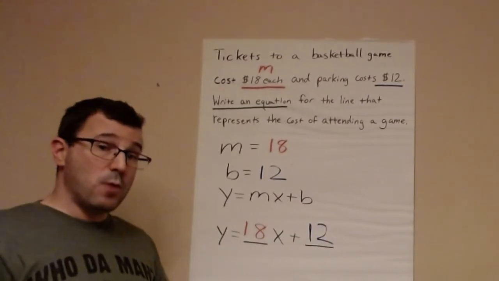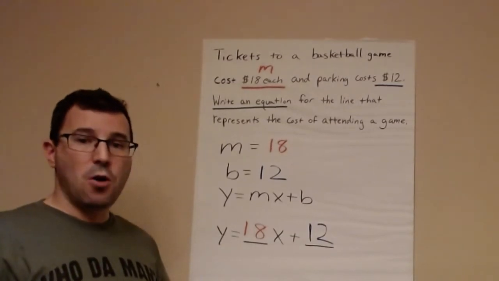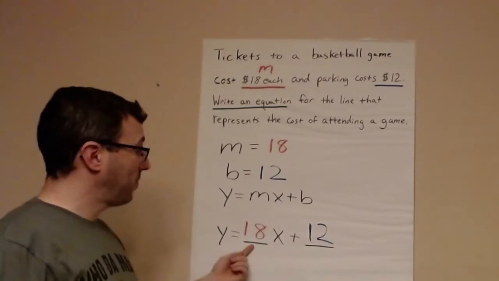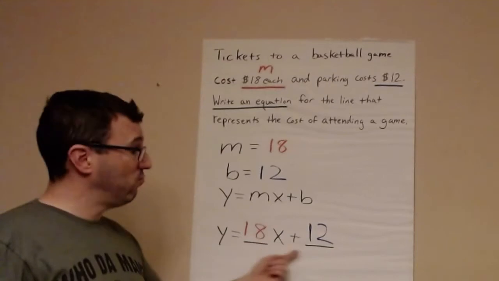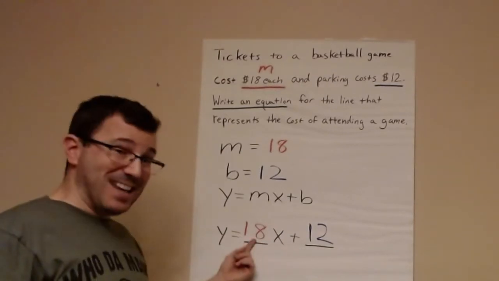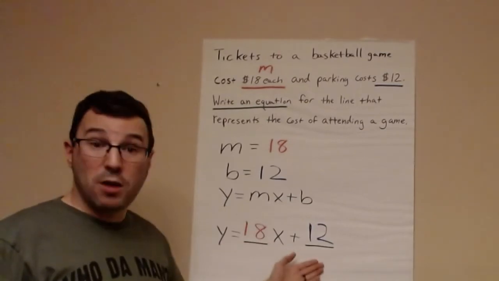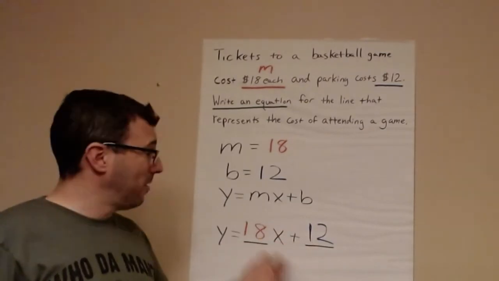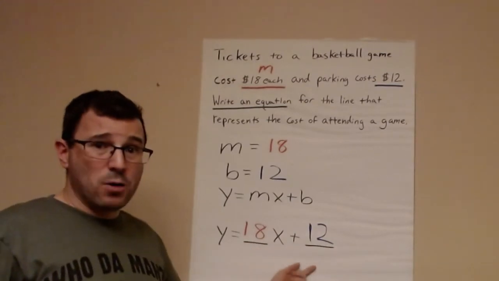So that's the equation that tells us how much it's going to cost to attend a game. If I go by myself, 18 times 1 plus $12 for parking. If I go with 5 friends, 18 times 5 plus $12 for parking. Because it doesn't matter. If I got 5 people in my car, we're only paying for one car.